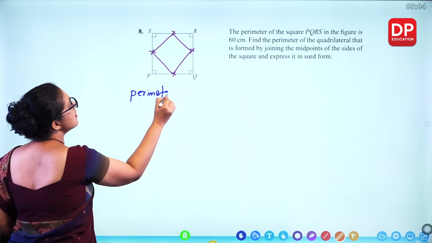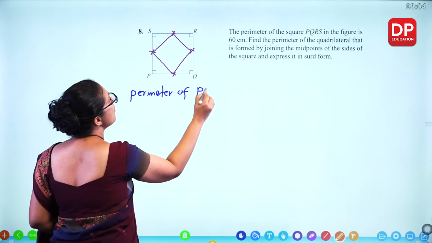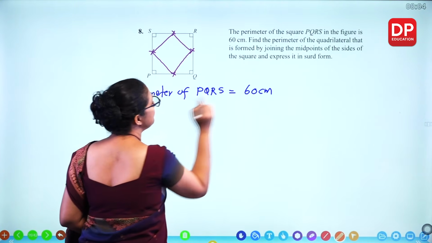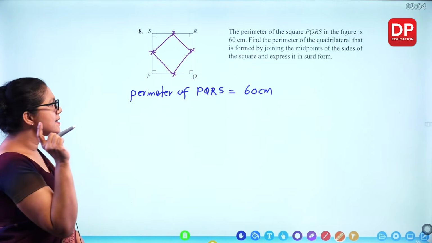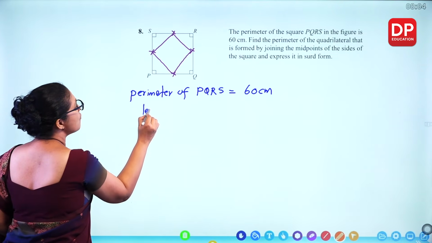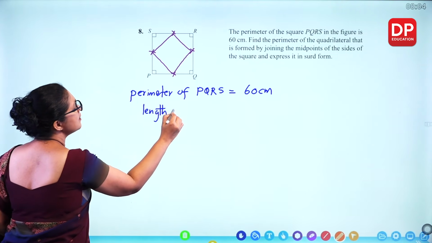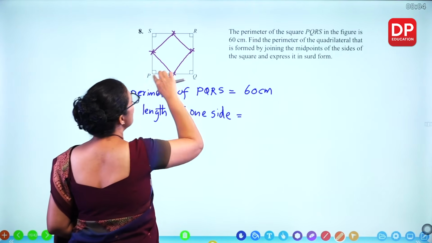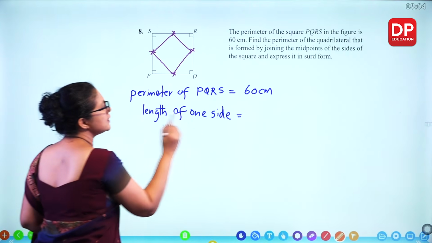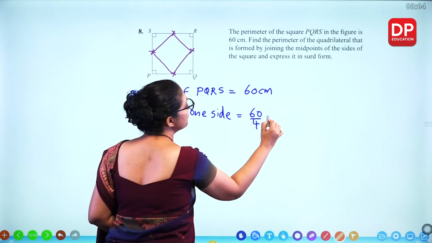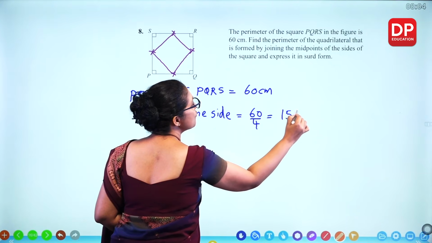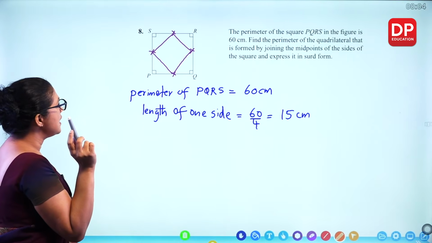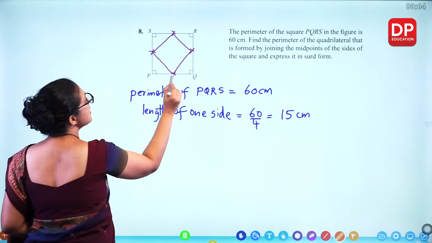Perimeter of PQRS is 60 centimeters. Now, how can we find out one side? Length of one side is you divide by 4 because all four sides are equal. So 60 divided by 4, you get 15 centimeters. So this is 15.